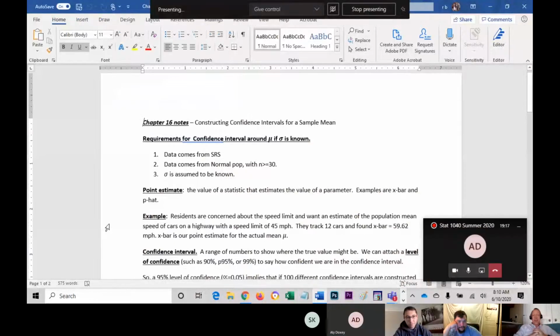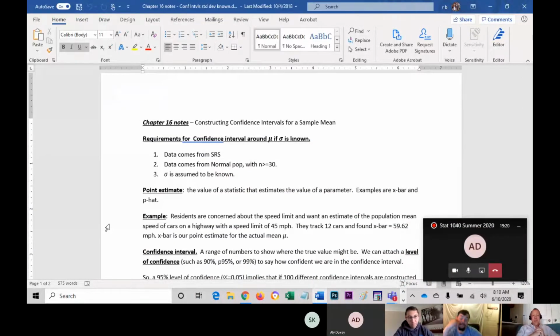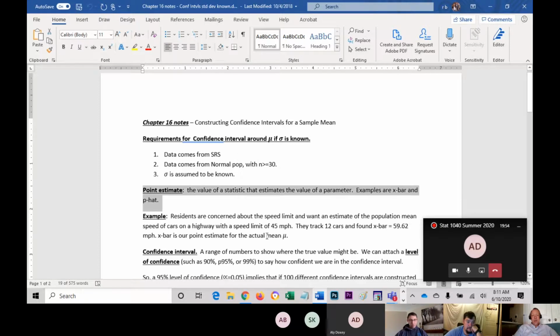Okay, so chapter 16, we're going to talk about confidence intervals. And we're going to talk about the requirements for a confidence interval around mu, if sigma is known. Now, just to warn you, we're also going to talk about a confidence interval where sigma is not known, and that's going to be a different equation. We're also going to be talking about some other things. Probably should have talked about this first, so I'm going to talk about it first.